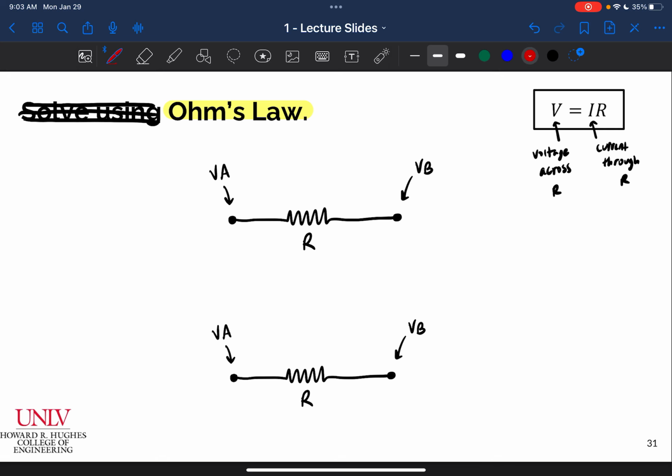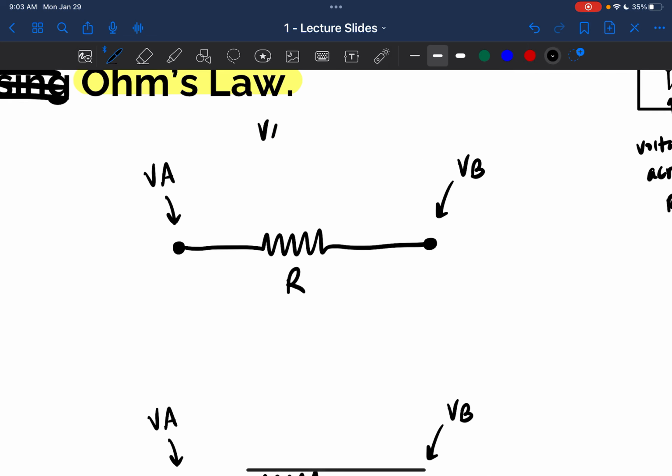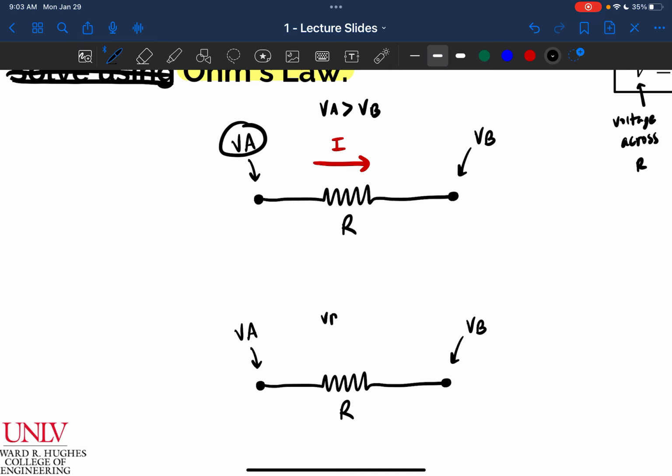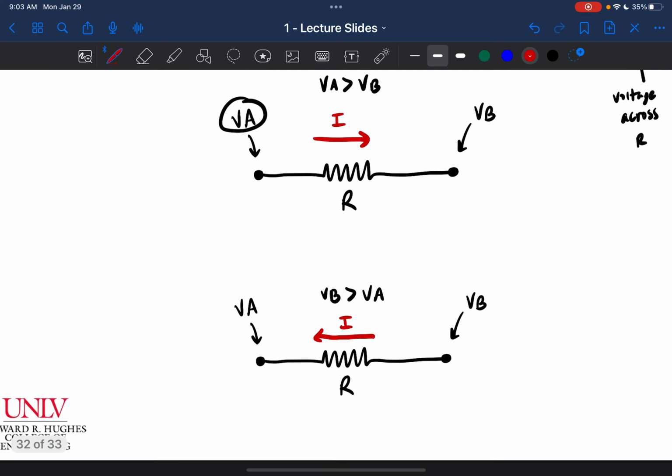So let's say in the top case that VA is larger than VB. If this is the bigger of the two voltages, then the current is going to flow from VA to VB. That's going to be the direction of current flow, so my I would be from left to right. In the second case, let's say VB is greater than VA. If that's the case, the current's going to flow from VB to VA, and so my I would be drawn as such.